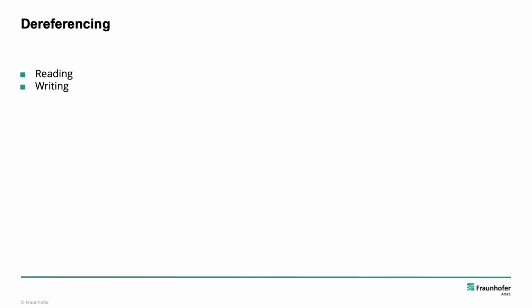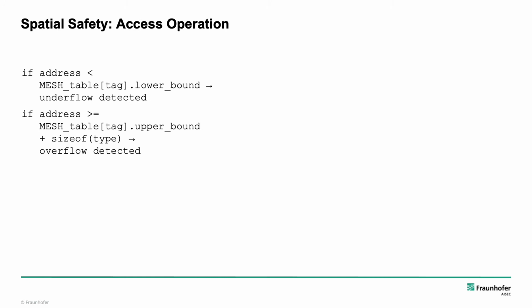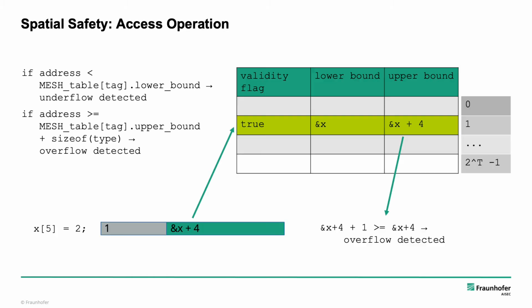The last operation that I want to talk about is dereferencing, which can either be for reading from or writing to memory. Dereferencing is where the spatial safety checks are performed. For this, we use the tag to extract the spatial metadata from the Mesh table and check to make sure that all the accesses are within the bounds of the allocated object. For example, imagine an illegal access through our pointer x. Because the access address is greater than the upper bound of the object, an overflow is signaled.